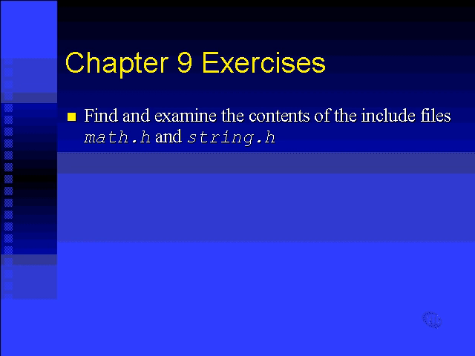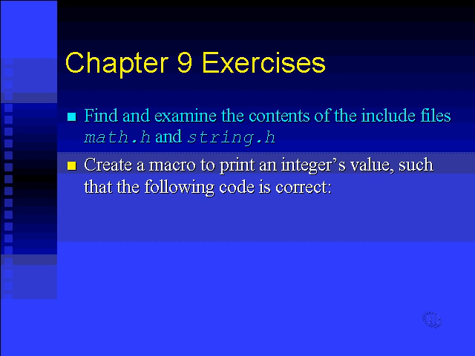You'll find them somewhere, and it depends on your compiler as to where they will actually be. Next, I want you to create a macro. This is a hash define macro to print an integer's value such that the following code is correct. We'll call the macro print_int, and you'll feed it one particular integer, any old integer, and the macro will print it out using, say, printf. Hopefully printf. I can't imagine what else you're going to use to print out an integer. Okay, so if you get the macro working properly, then this piece of code here, print_int x, will work.